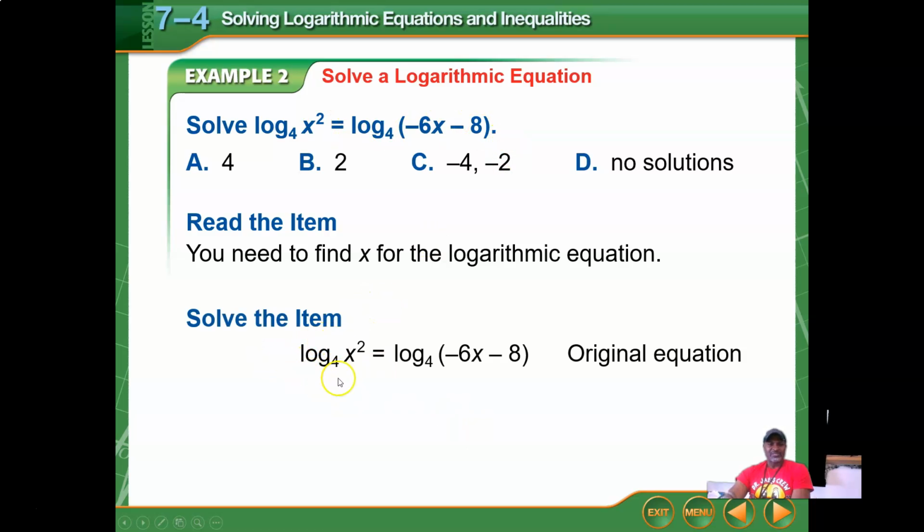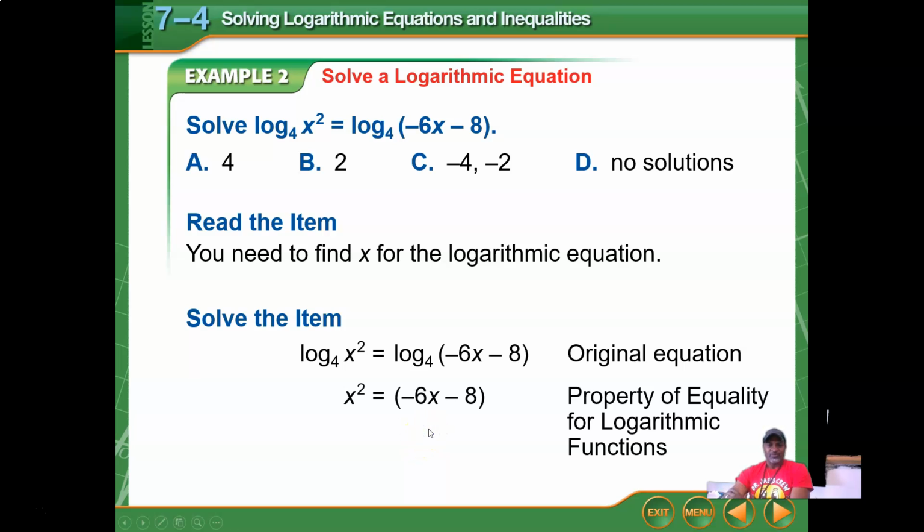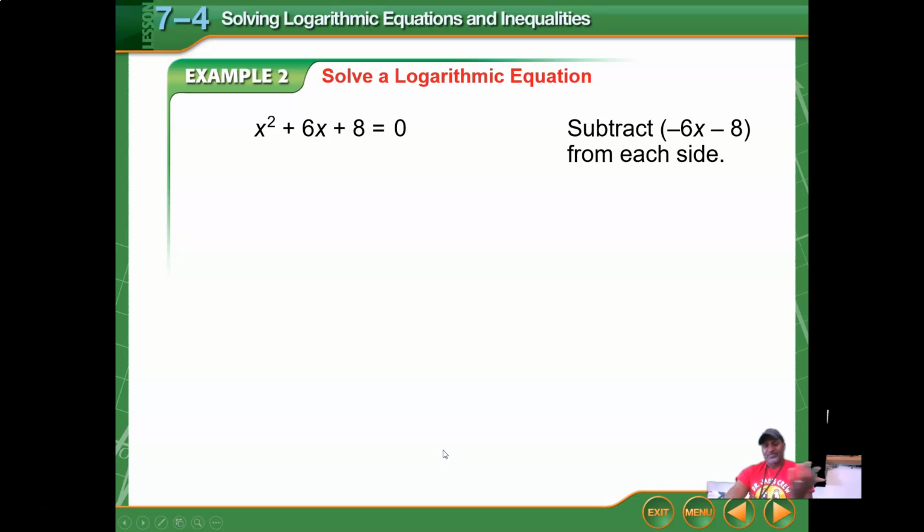Now, what we can do almost immediately off the bat, you remember we had the exponential functions. If the bases were the same, we could drop the bases and just equate the exponents. Well, we can do the same thing with logarithms, because basically logarithms are just exponents. So we're going to apply the property of equality for logarithmic functions. And when we do that, the logs drop off and we're basically just solving a quadratic.